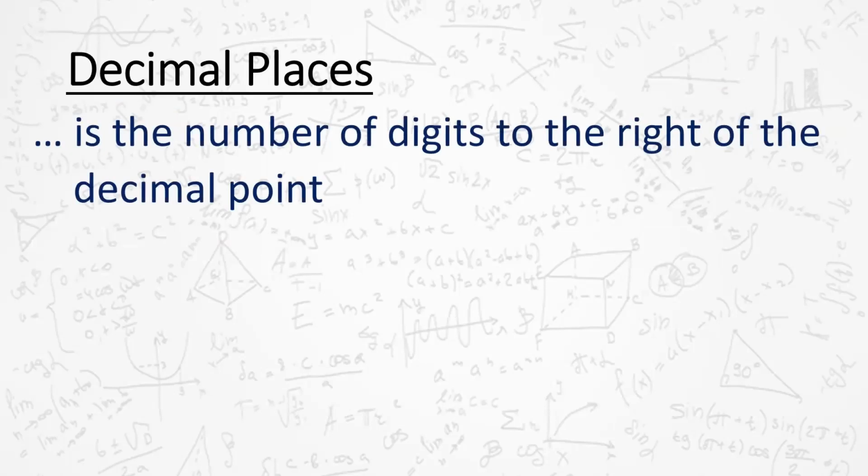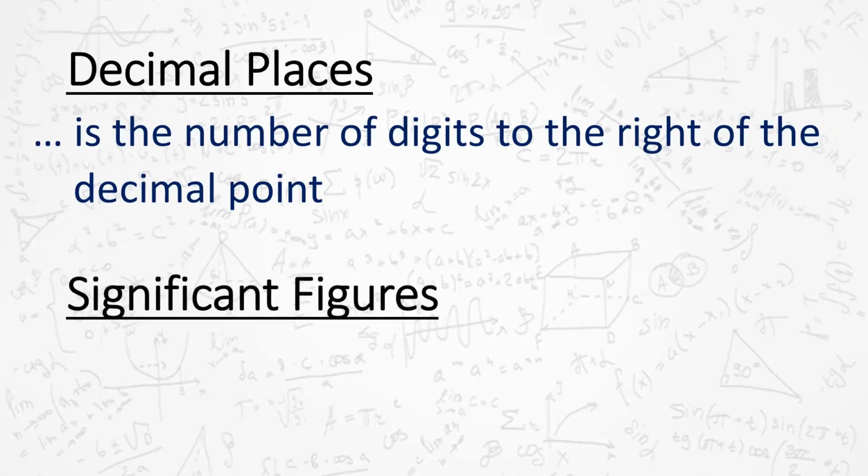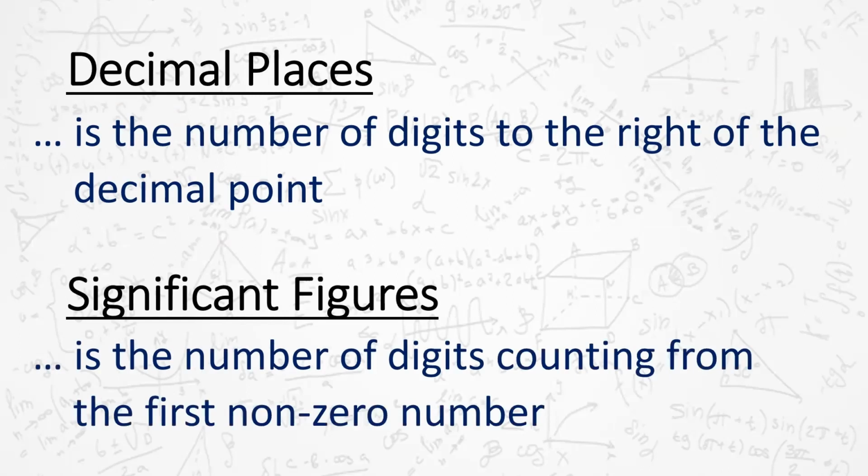By definition, decimal places is the number of digits to the right of the decimal point. Significant figures is defined as the number of digits counting from the first non-zero number.